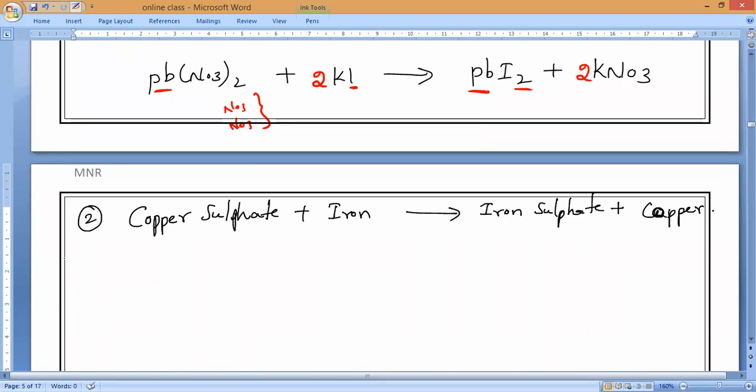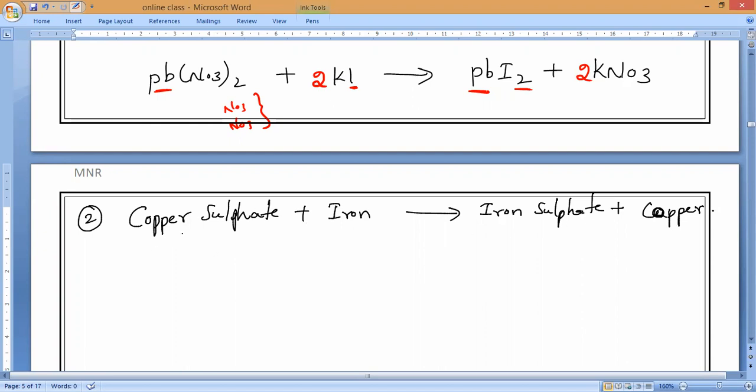Remember this blindly: whenever you get copper sulfate, copper chloride, etc., everywhere the solution color is blue. What is the solution color? Blue. And when iron is coming, a greenish color will come. As we know, iron is normal, but iron sulfate is greenish.